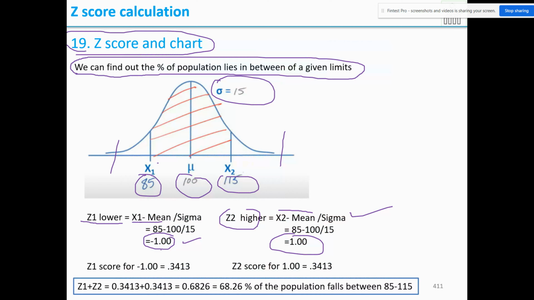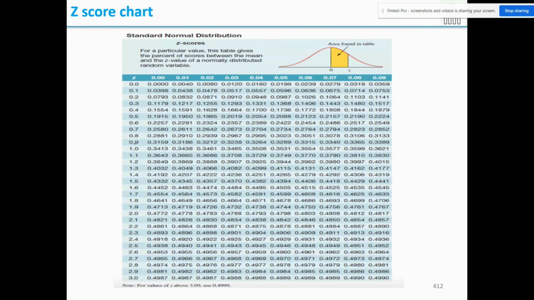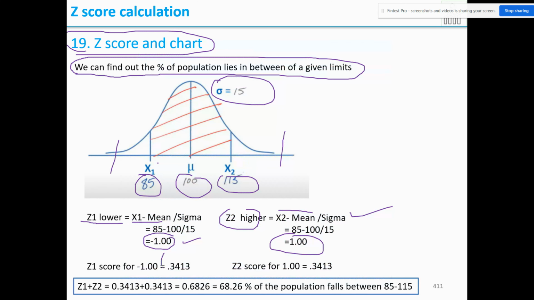Now we got 1.00, right? So where is 1.0? 1.0 is there, decimal 00, so it is 0.3413. This is the z-score for the normal distribution. The z-score value for z1 is 0.3413, and the z-score value for z2 is 0.3413. Adding both, we get 0.6826. That is nothing but 68.26 percent of the population falls between 85 and 115.